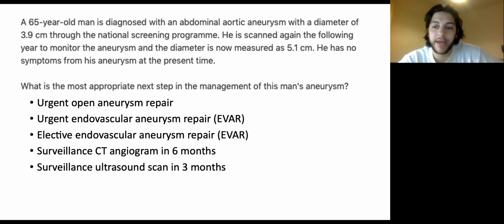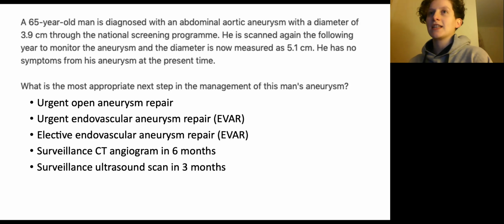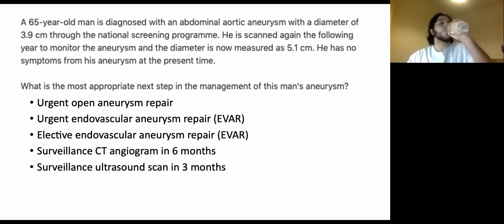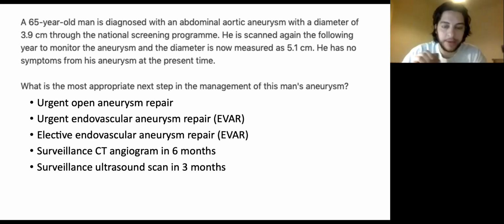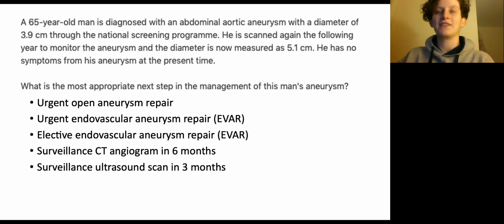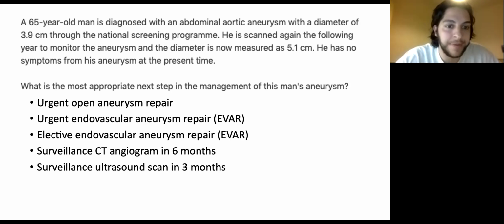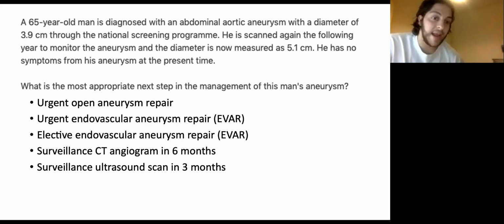Are you getting any answers coming up, Catherine? Yeah, just got an answer in the chat now. Would you like it? Yeah, go for it. Yeah, so we've got an urgent EVAR. Okay. Anyone else? Got any answers? Someone else has gone for the elective EVAR. Okay. So yeah, the second one was right. So elective EVAR is the right option here.